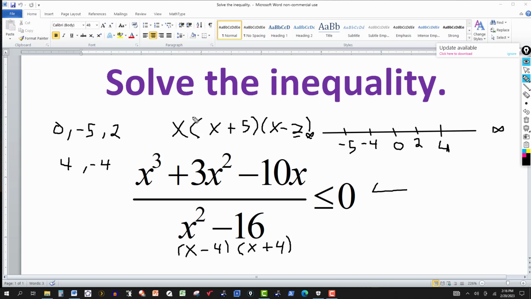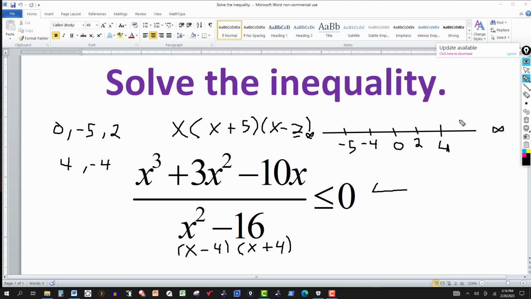So pick a 5. Put a 5 where the x is. I'm going to use the factored form because all I want to know is what the sign is. Is it positive or negative? So put a 5 there. That's positive. 5 times 5 is positive. 5 minus 2, everything's positive up there. 5 minus 4 is positive. 5 plus 4 is positive. So I'm going to have a positive over positive.